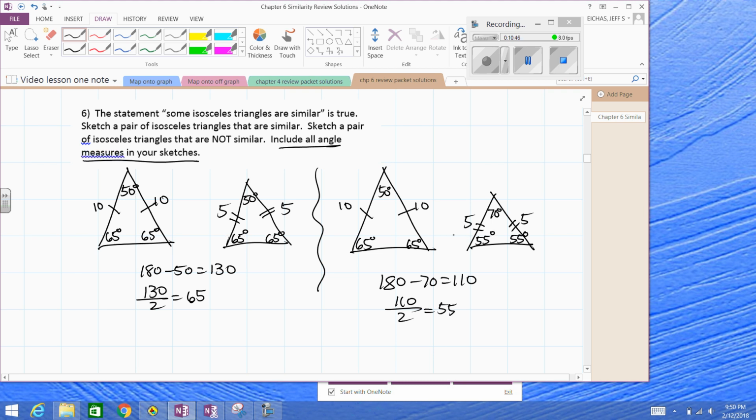Now I included all my angle measures, showed my work for it. This would make them true. These are similar, these ones over here. Okay, and these are not similar. All right, that's it for this first session. So we'll come back to the rest of them in another one.